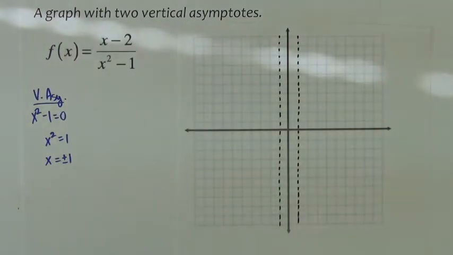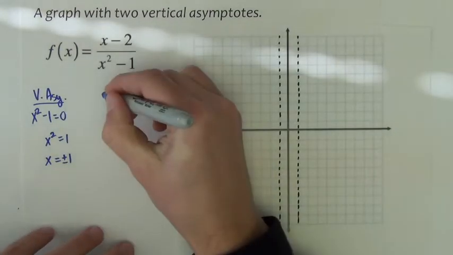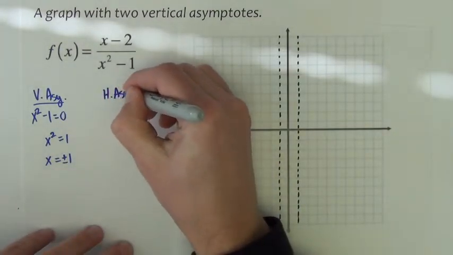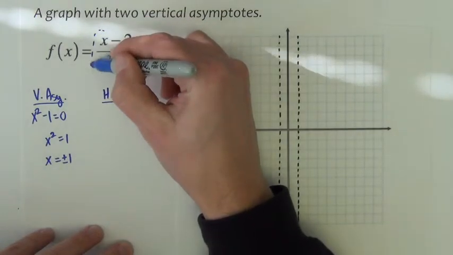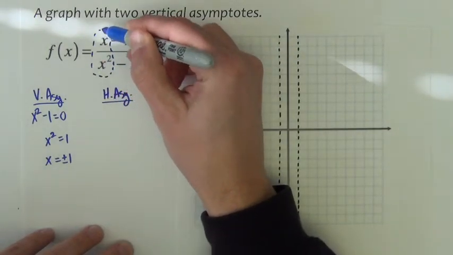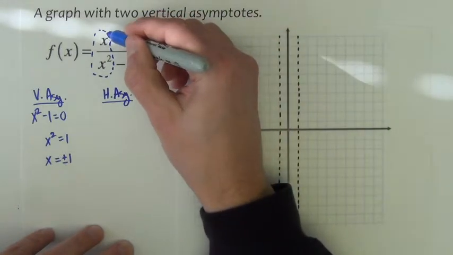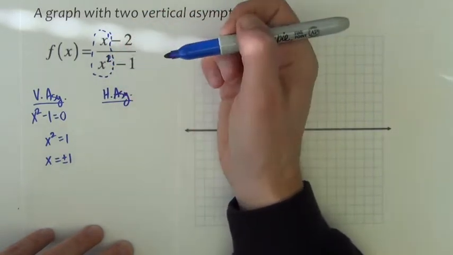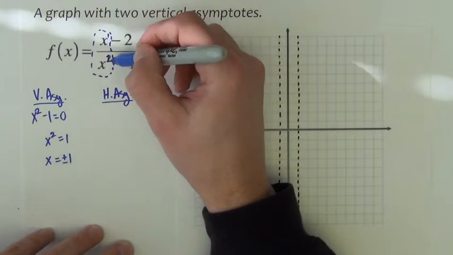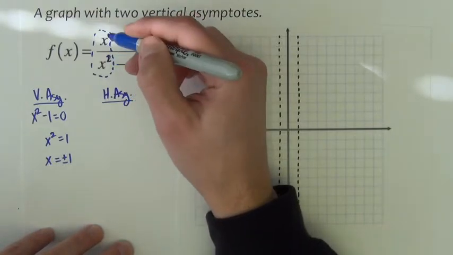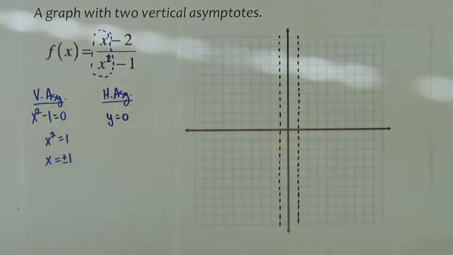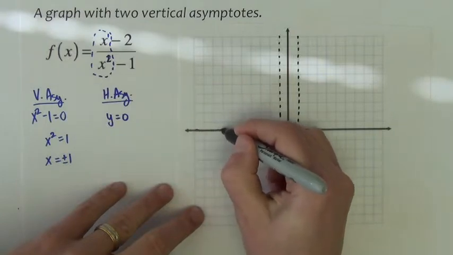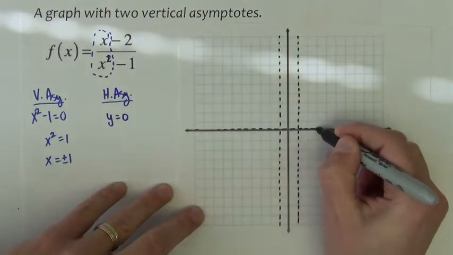Next, let's find our horizontal asymptote. For this, we look again at the first terms, or the highest powered terms. We have a first power divided by a second power. So the power on top is smaller than the power on bottom, and every time that happens, it's the line y equals 0. So this one has a horizontal asymptote that's just right here on top of the x-axis.